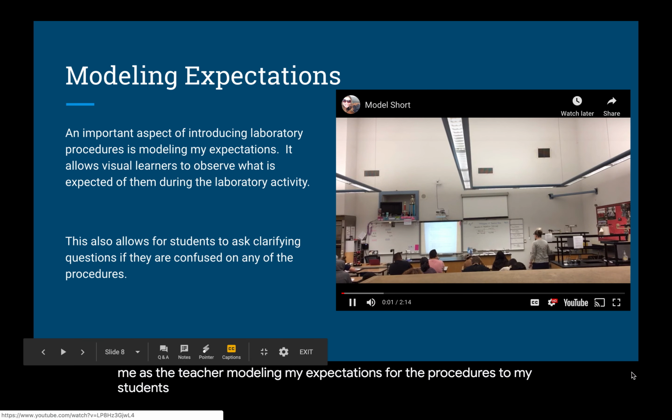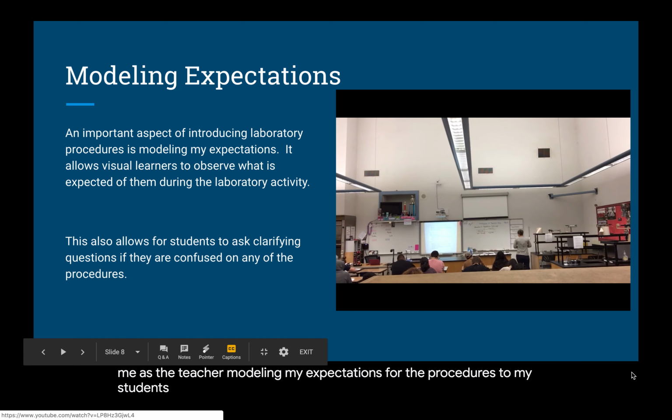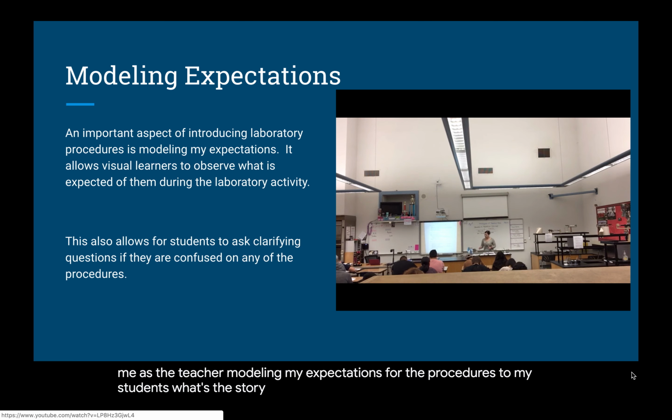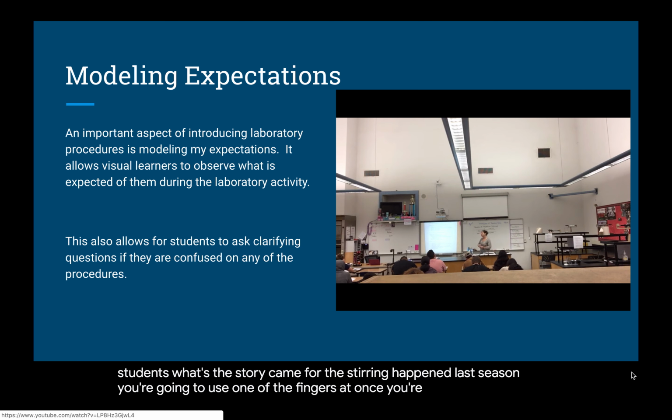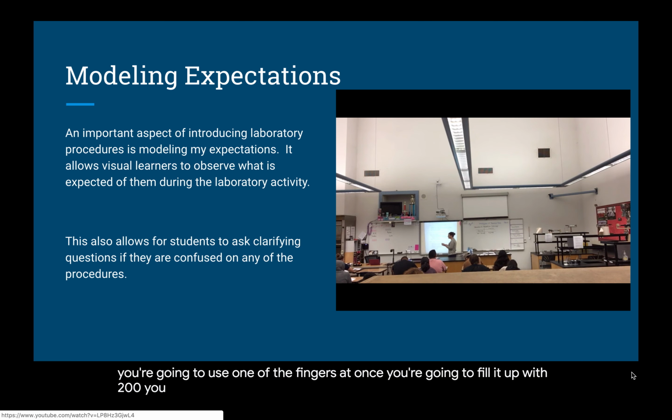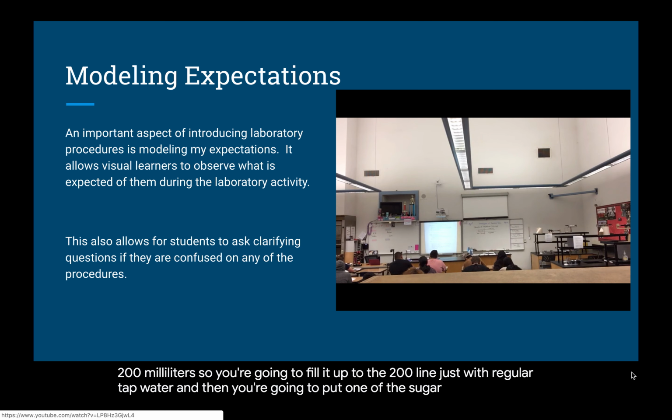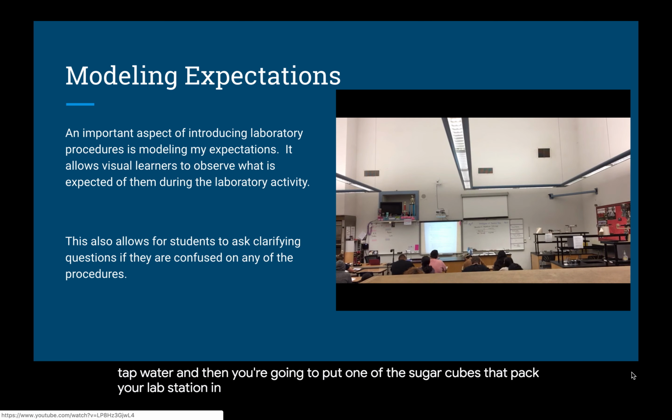Completely without stirring. For the stirring, at your lab station, you're going to use one of the beakers, just one. You're going to fill it up with 200 milliliters. So you're going to fill it up to the 200 line, just with regular tap water. And then you're going to put one of the sugar cubes that's at your lab station into that water.